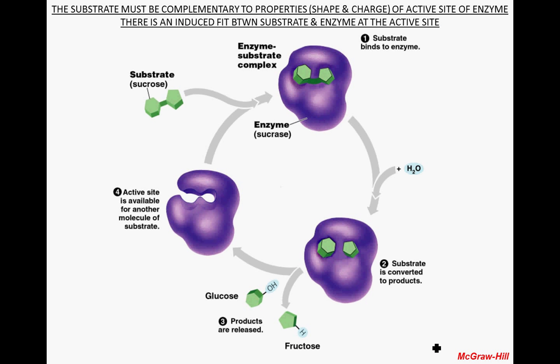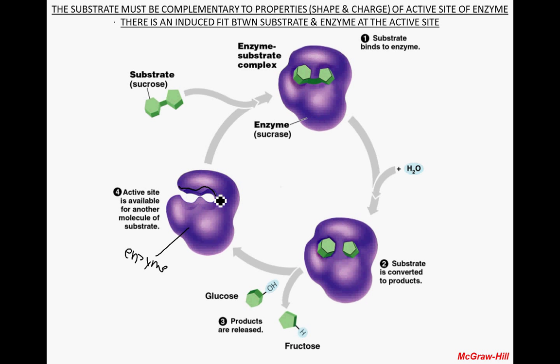Now, enzymes are going to be lowering the energy of activation, and the way that they do that is by colliding with a substrate. So in this diagram, let's look at the title. The substrate must be complementary to the properties, the shape and charge, of the active site of the enzyme. And there's an induced fit between substrate and enzyme at the active site. So again, here we have our enzyme molecule. We're going to start over here. And so this is the enzyme.